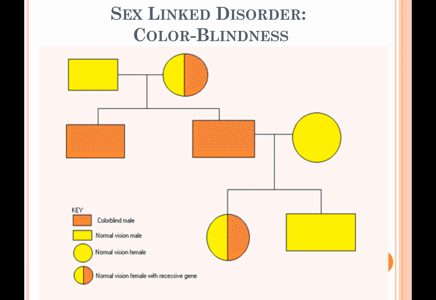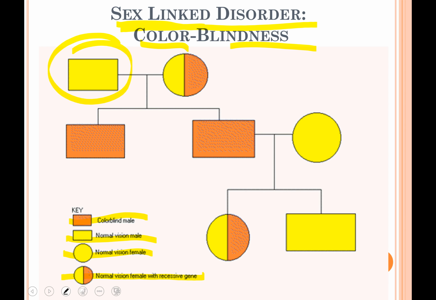All right, perfect. In this particular example, we're tracking sex-linked, or X-linked, disorders, like colorblindness. The key here is if you're orange, you're colorblind. If you're yellow, you have normal vision. But if you are both, that means you are a carrier. So for this particular trait, you have a male that is normal, who mates with a female that is a carrier, and has 2 males who are colorblind.